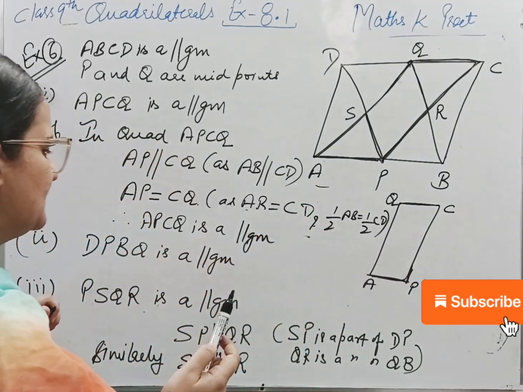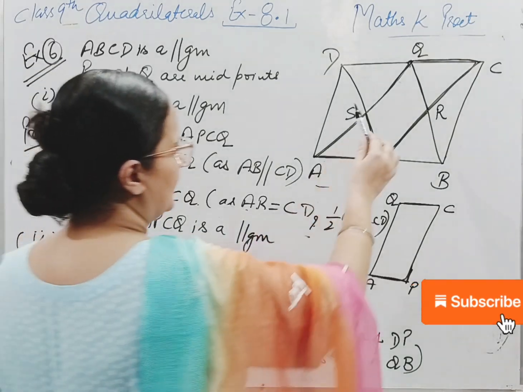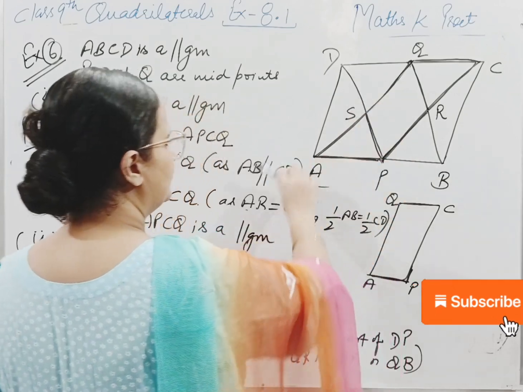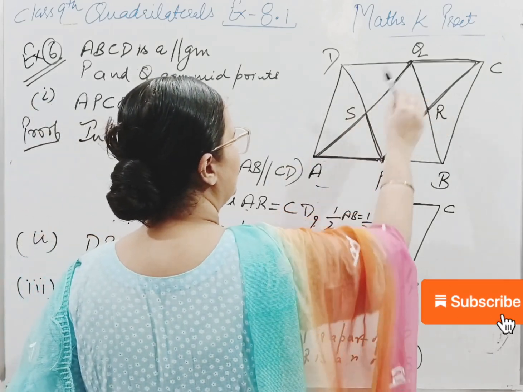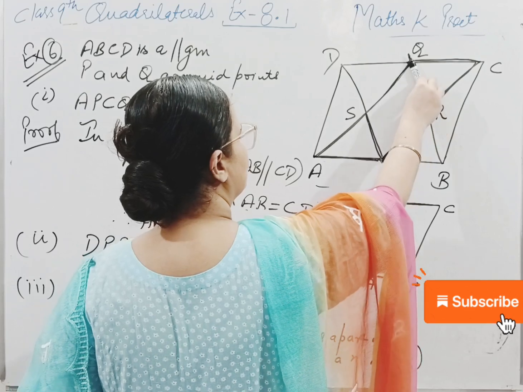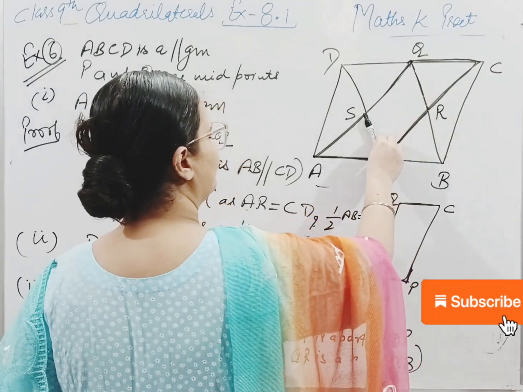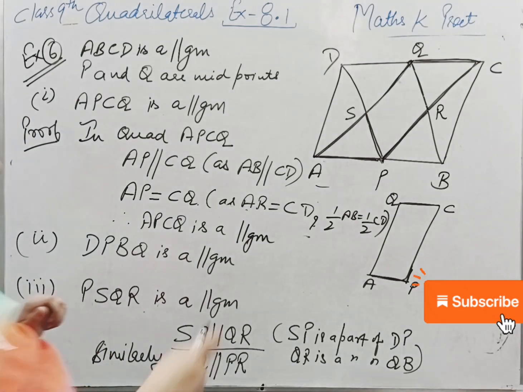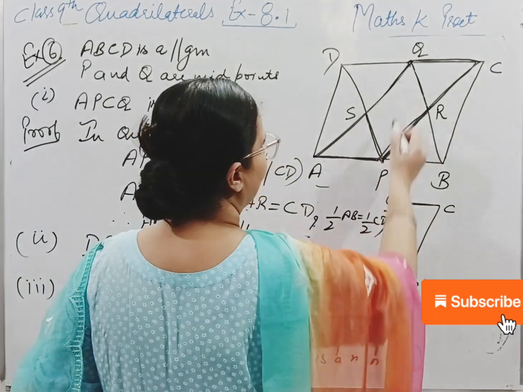So as SP is a part of DP, SP, this is a part of DP. We have shown in the first two results that this is a parallelogram. So these two sides are parallel. So this will be a part of this, and will be parallel to part of this. Fine. So this is written here. Second, to show that these two are parallel to each other.